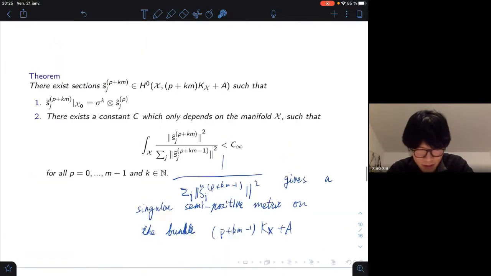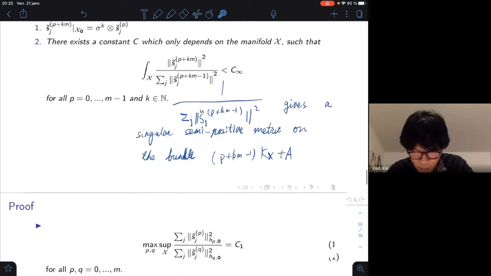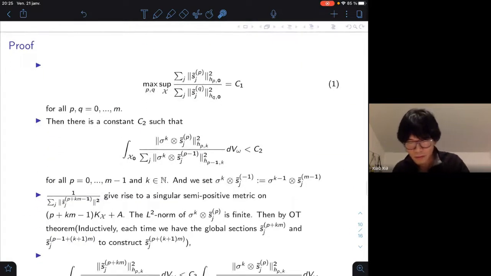Okay. So now I will prove this theorem. Sorry, there are a lot of annotations, so probably I need to recall some to make you remember. I start with this max sup. The sup is over the manifold for this division, and for this fraction. This fraction is the H p zero norm of the sigma j p. So those sections are the ones from our induction ground.